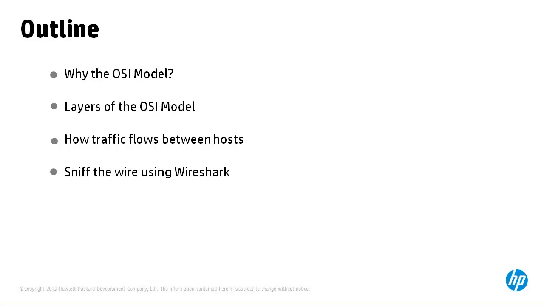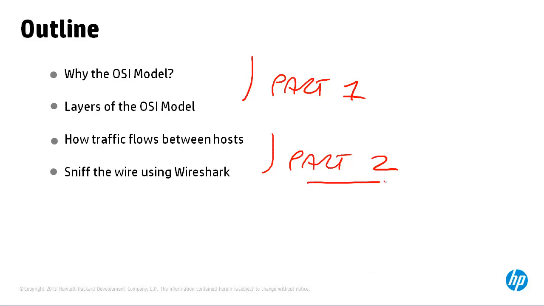Because of the length of this video, it's been broken up into two parts. In the first part, we're going to look at why the OSI model and the layers of the OSI model. In the second part, or second video, we're going to look at how traffic flows between hosts and sniff the network using Wireshark. If you're comfortable with the layers of the OSI model and just want to see a practical demonstration, please jump to part 2. Otherwise, continue watching for the reasons for having the OSI model and the layers of the OSI model.